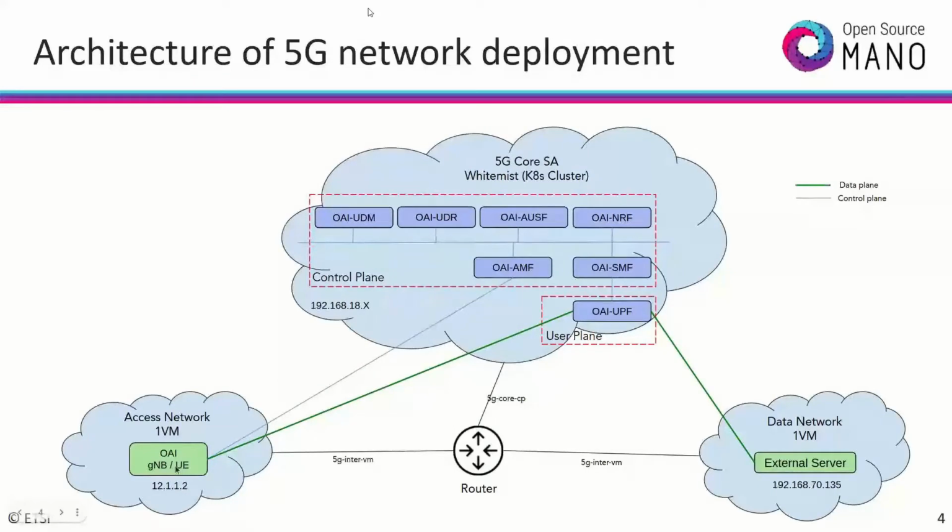The gNB sim is called. And in the other part, we have the data network. This is an external server that is going to be used for testing. We're going to test the connectivity between this access and these external servers, passing through this UPF, this core actually. In the middle, we have a router to make the connectivity between these three VIMs in this case.